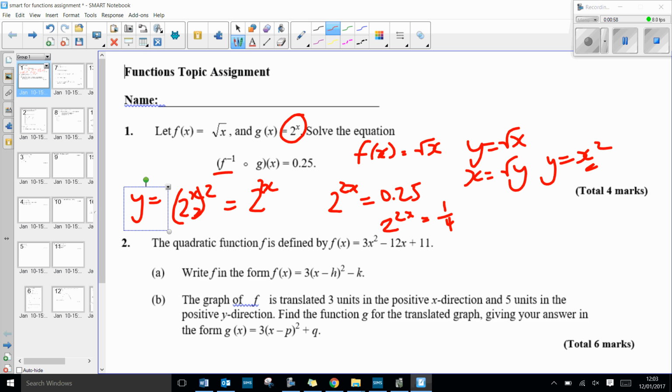We know that this could be written as 2 to the power negative 2. So 2 to the 2x would be 2 to the power negative 2, which means that 2x is negative 2, x is negative 1.